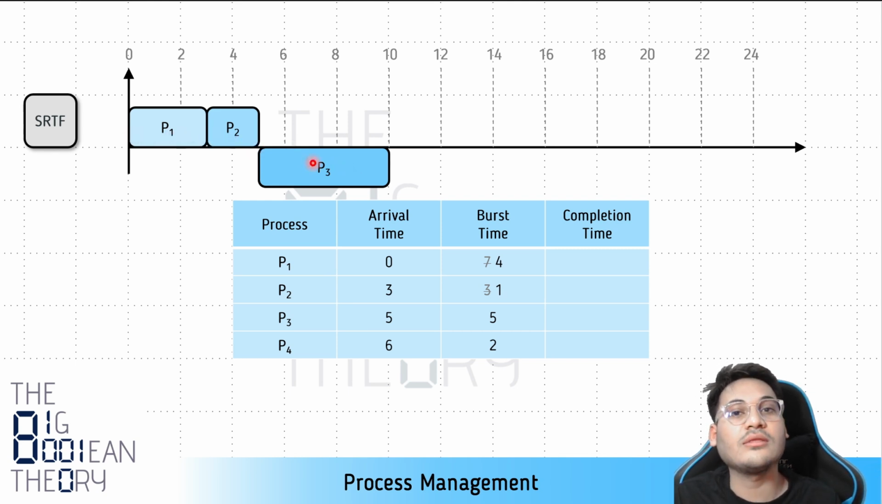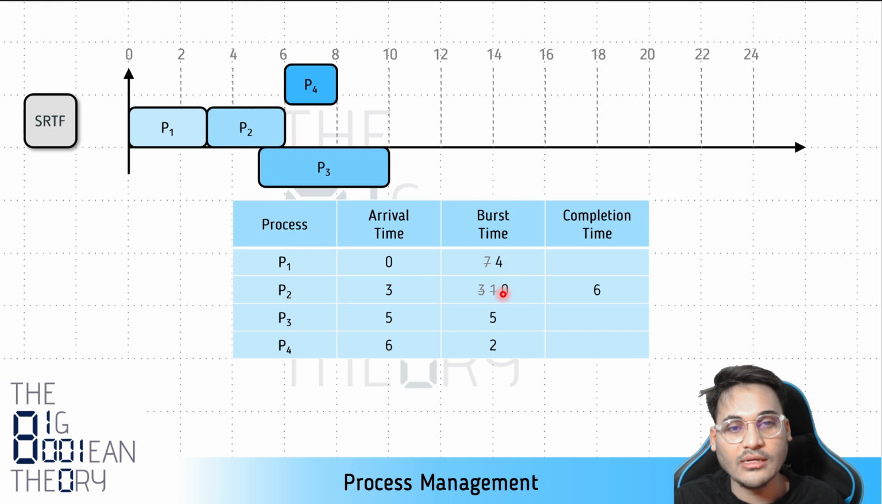At t is equal to 5, there are three ready processes in the system, P1, P2 and P3. So let's see the remaining burst times for each of these processes. P3 has a burst time of 5, P2 has 1 remaining, and P1 has 4. So obviously the optimal candidate as per shortest remaining time first is P2, because it has only 1 millisecond remaining and the others have 4 and 5. So we will allow P2 to execute for 1 more millisecond, and as you can see, it will then finish. So at t is equal to 6, process P2 finishes, right?